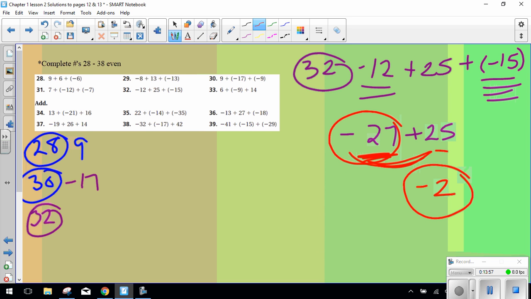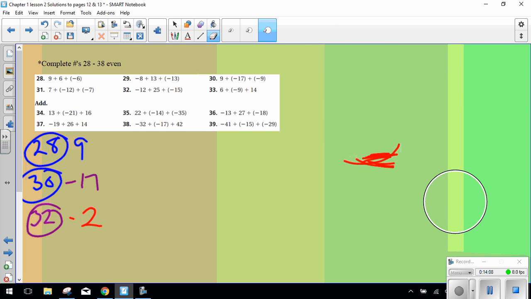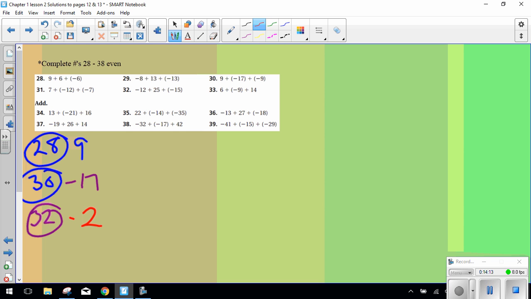Okay, so number 32 is negative 2. If you want to go left to right, you can. Okay, that's just another way. It's not right or wrong. I'm just trying to show you some of the quicker ways to get through these. So that was 32. Let's take a look at 34.